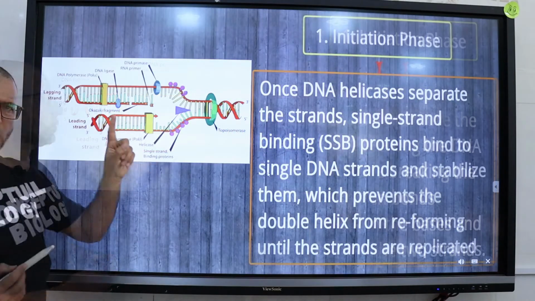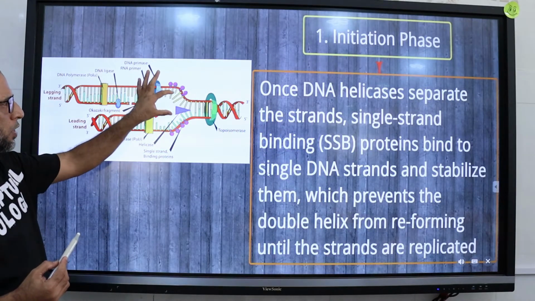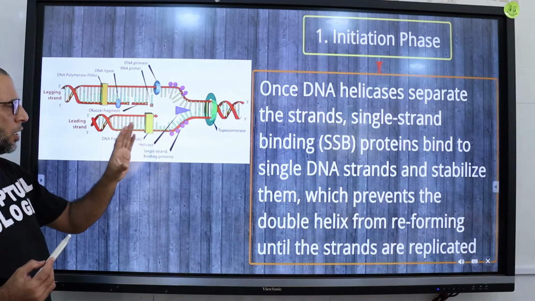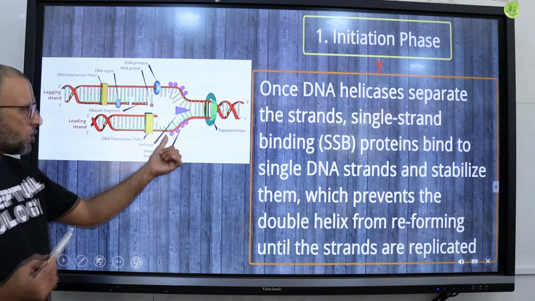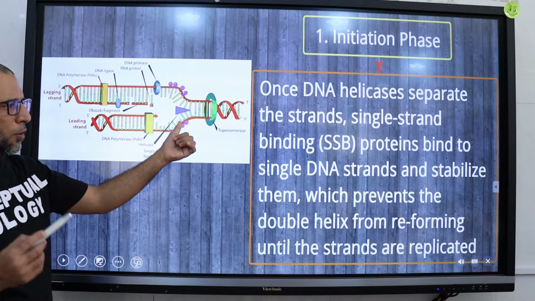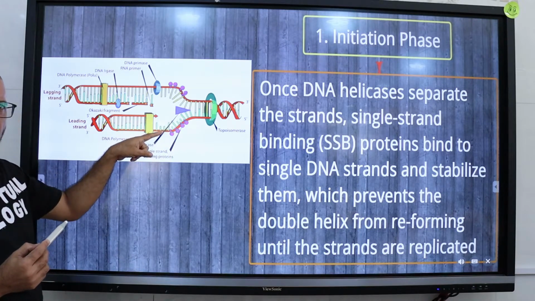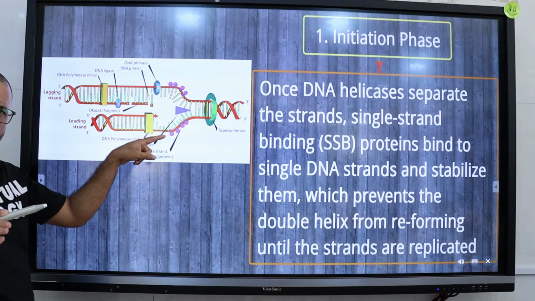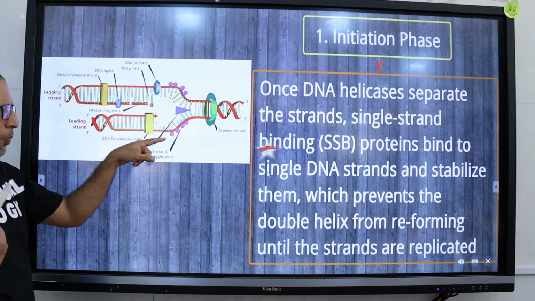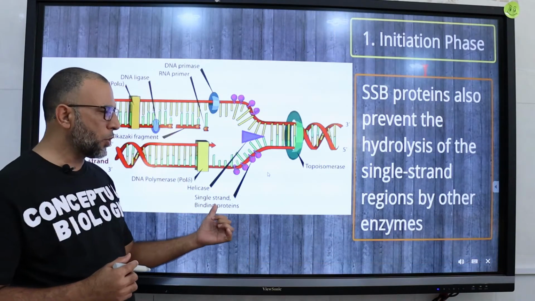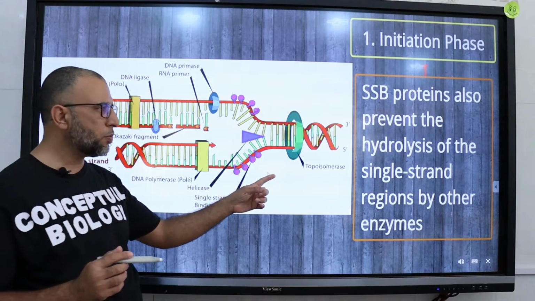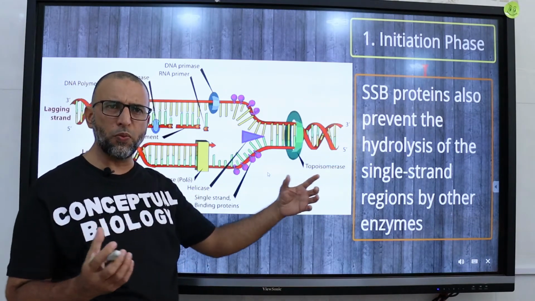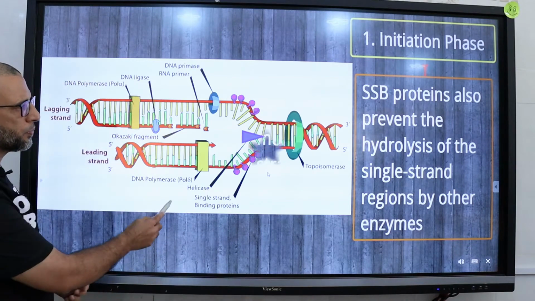Once the DNA helicases separate the strands of DNA, there is a protein called single strand binding protein. This single strand binding protein binds to single DNA strands and stabilizes them, which prevents the double helix from reforming until the strands are replicated. Single strand binding protein is not only responsible for stabilizing the strands, it is also responsible for preventing hydrolysis by the action of different enzymes.